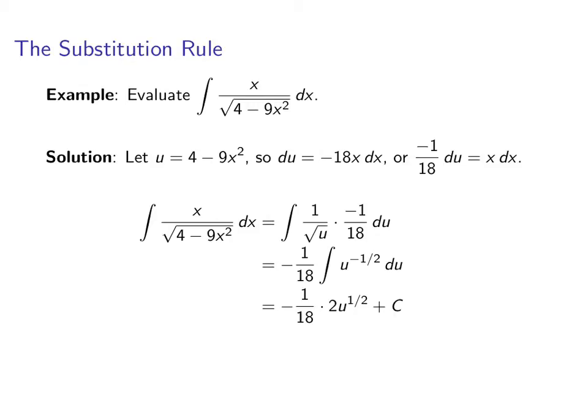And now we just have to go back to the original variable, which is the x. So we'll just switch the u into x's. In this case, the u gets changed into 4 minus 9x squared. And we end up with this. I just combined the negative 1/18 and the 2 into negative 1/9. So our final answer is negative 1/9 times 4 minus 9x squared to the 1/2 plus c.